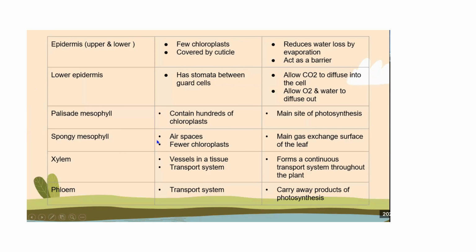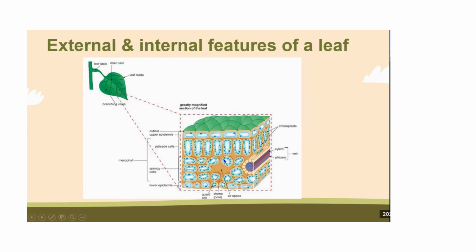So the next layer is the spongy mesophyll. They contain fewer chloroplasts than the palisade mesophyll and they have air spaces. So it is the main gas exchange surface area of the cell. So they contain more spaces, you can see, and they contain fewer chloroplasts than the palisade cells. Okay, so there are air spaces and they help air to go to the stoma.